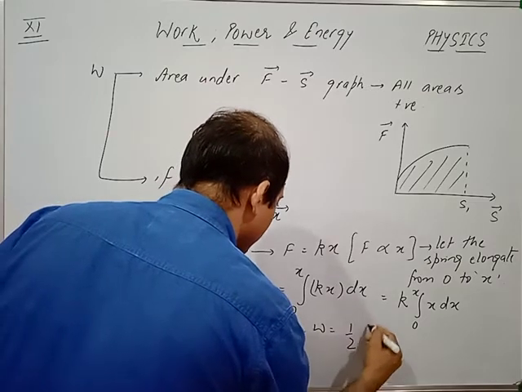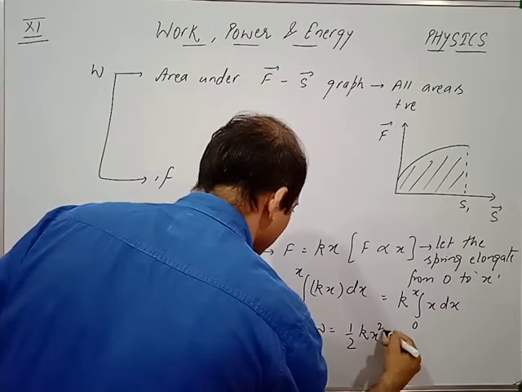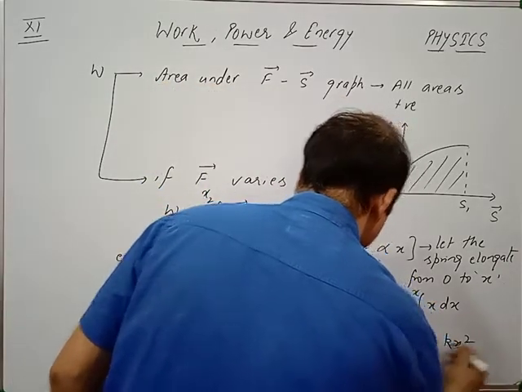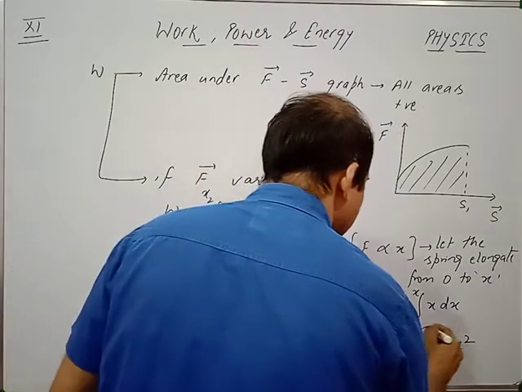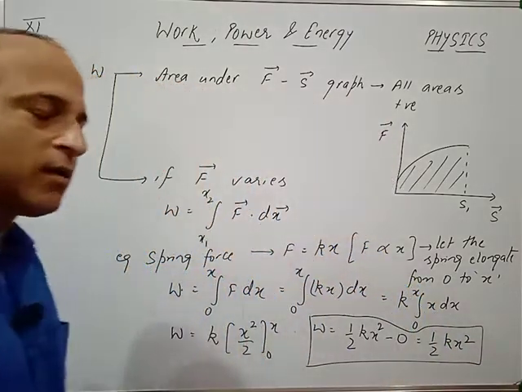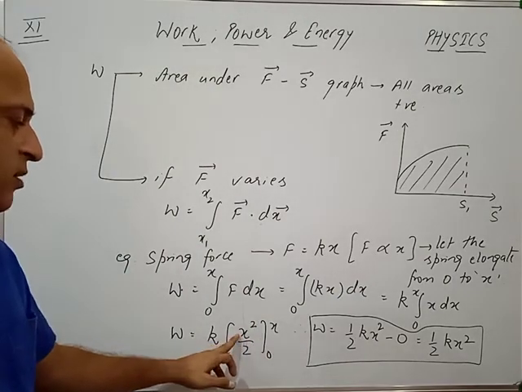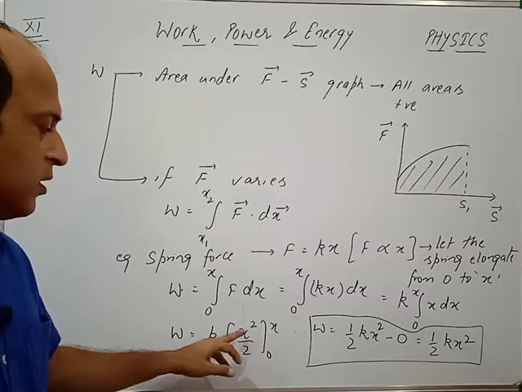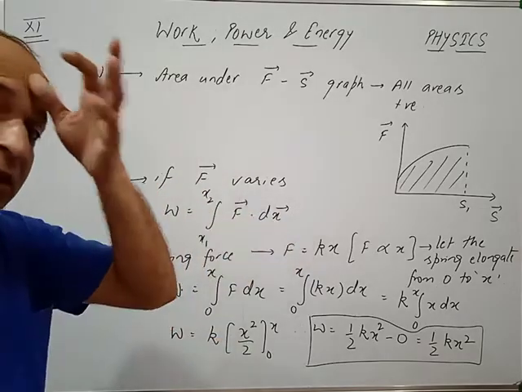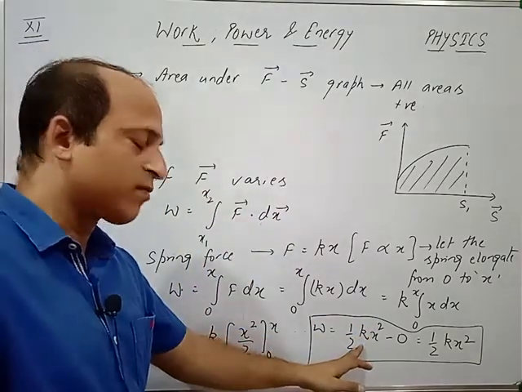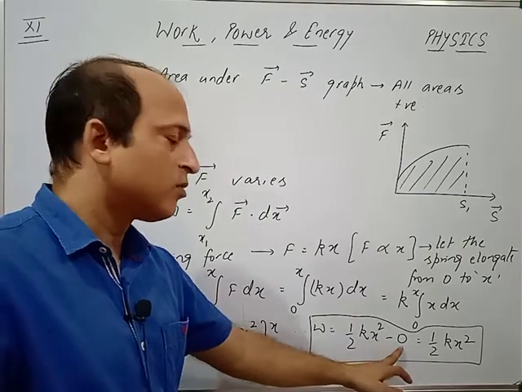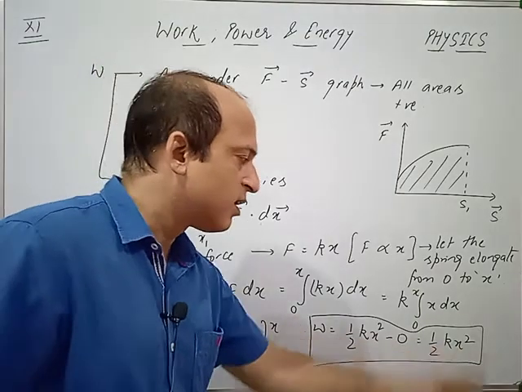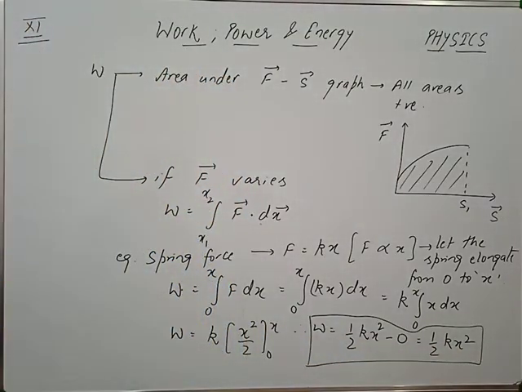So W equals half kx squared minus 0, or simply half kx squared. So this is the work done by the spring force. If you ask me how the limits were applied, in place of x, if you place the upper limit x, you'll get the same value, that is x squared by 2. But if you place the lower limit in place of x, put 0. So 0 squared by 2 is 0. So with the upper limit, I get this value half kx squared, while with the lower limit, I get the value 0. Hence, upper limit minus lower limit will yield the result half kx squared. So work done by the spring force is half kx squared.